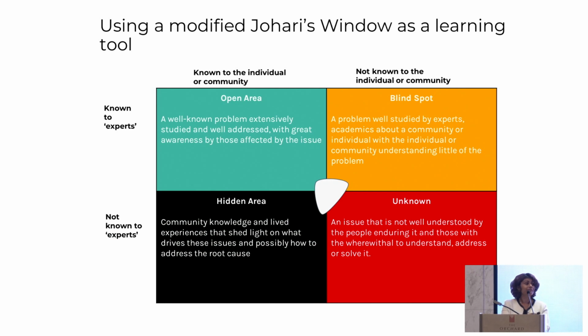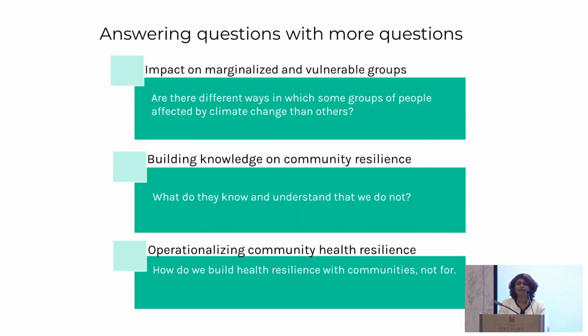So moving on, this led us to more questions, right? So we began by listening to the communities who are at the receiving end. Are there different ways in which some groups of people are affected by climate change in comparison to others? And what do they know and understand that we as technical experts do not from a health perspective? And by answering these two questions over time, we hope to really understand how we can build health resilience with communities and not really for. And what that means is really to have a bottom-up approach that informs the top-down policies that we have.